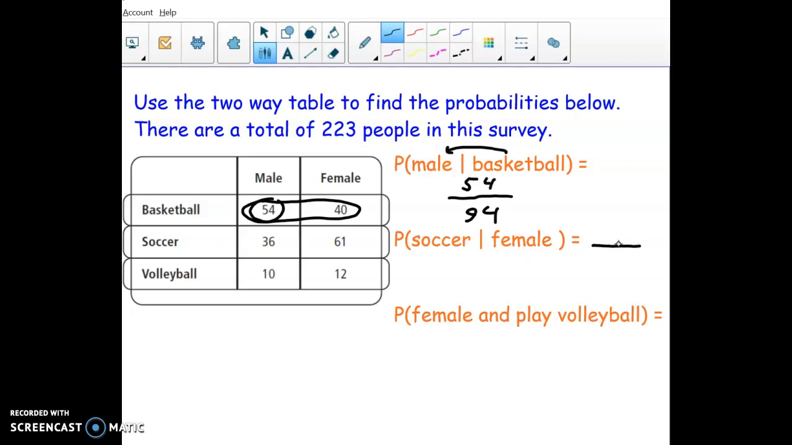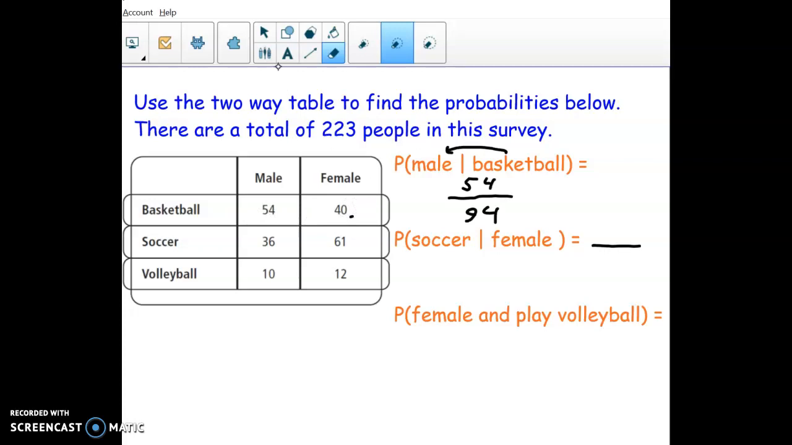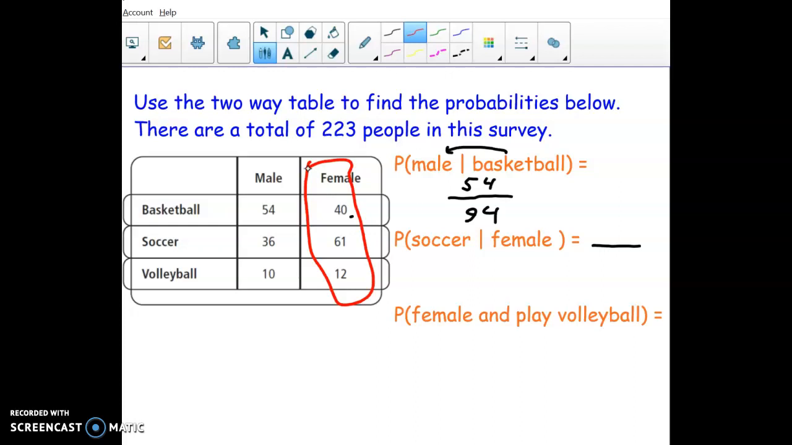Okay, second one, a little bit different, but it says probability they play soccer given that they're female. So given that they're female means now we're looking at this column, all the females. If we add all those up, I believe that is, let's see, 101 plus 12, so 113. And out of those 113, how many play soccer? Okay, and it looks like it is 61 play soccer out of the 113 females.